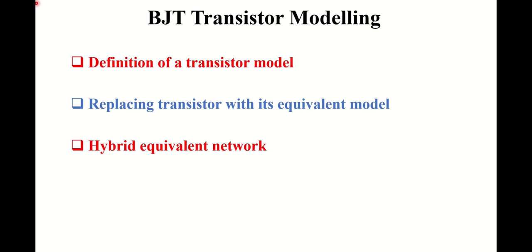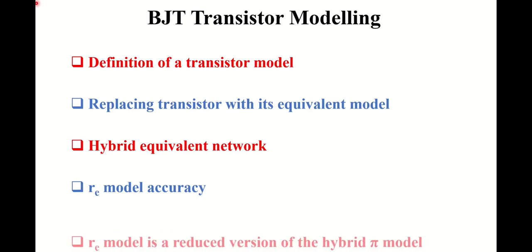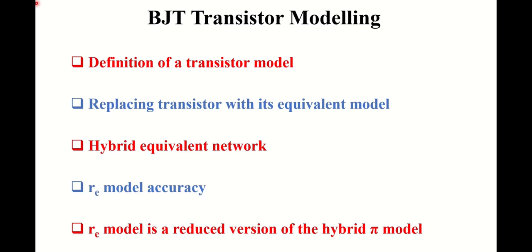As a replacement for hybrid equivalent model, RE model has become the more desirable approach due to its high accuracy. However, it also has a drawback that it does not include a feedback term, which can be important in some cases. RE model is the reduced version of hybrid pi model that is usually used for high frequency analysis. Our main emphasis will be on learning the RE model in this chapter because by thoroughly learning one model, transition to other models will be an easy task.